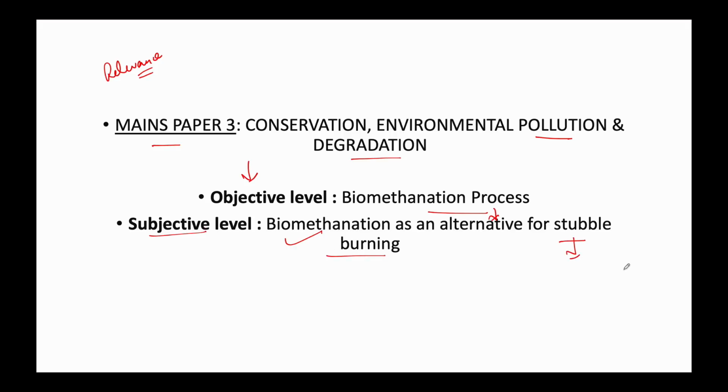As you know, stubble burning creates a lot of air pollution. For example, the farmers in the Punjab and Haryana region practice stubble burning, and then that kind of pollution is seen around the cities, for example in Delhi. So how it can be used as an alternative for stubble burning, we'll discuss.